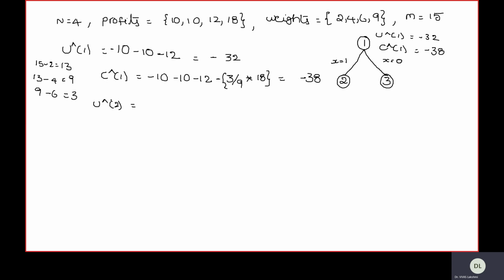While calculating the upper bound of 2, it is the leftmost subtree. That's why the first item should be considered. So the first item is minus 10, that is the profit. The second item we are also able to place, and the third item we are also able to place. That's why minus 32 is there.